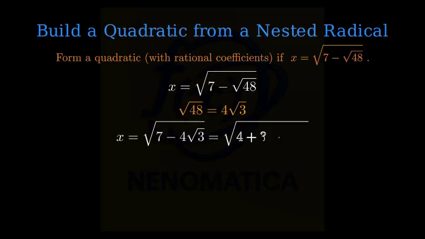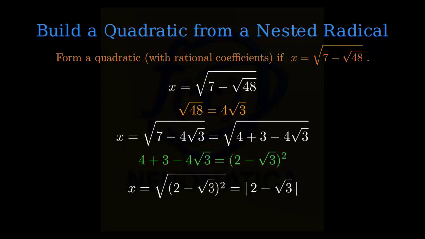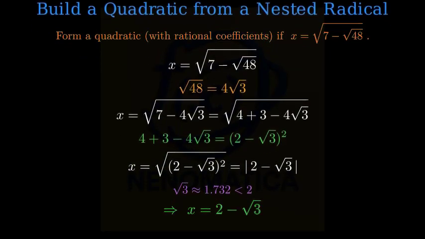Step 2. Rewrite 7 as 4 plus 3 to make a perfect square pattern appear. Notice that 4 plus 3 minus 4 root 3 is the expansion of (2 minus root 3) squared. Step 4. Decide the sign. Since 2 is greater than root 3, the expression 2 minus root 3 is positive. Therefore, the absolute value equals 2 minus root 3.